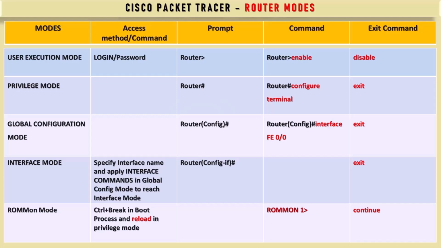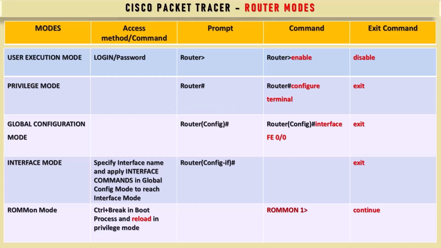So as you can see on the slide, you have tabs: modes, access method or command, prompt, and exit method. I'm going to introduce you to different modes of the router and how to get into that mode using the commands, and that is the access method. When you type and hit the command, you will be entering a particular mode that depends upon what type of command you have fired. So let us begin now.